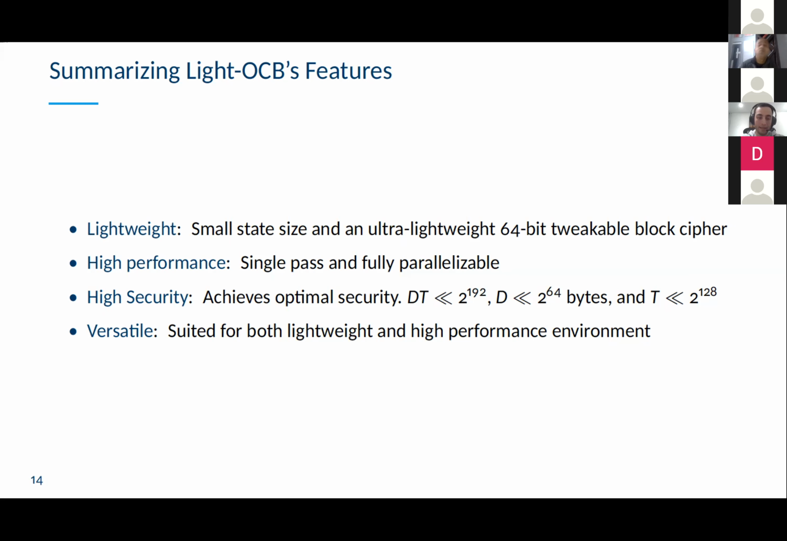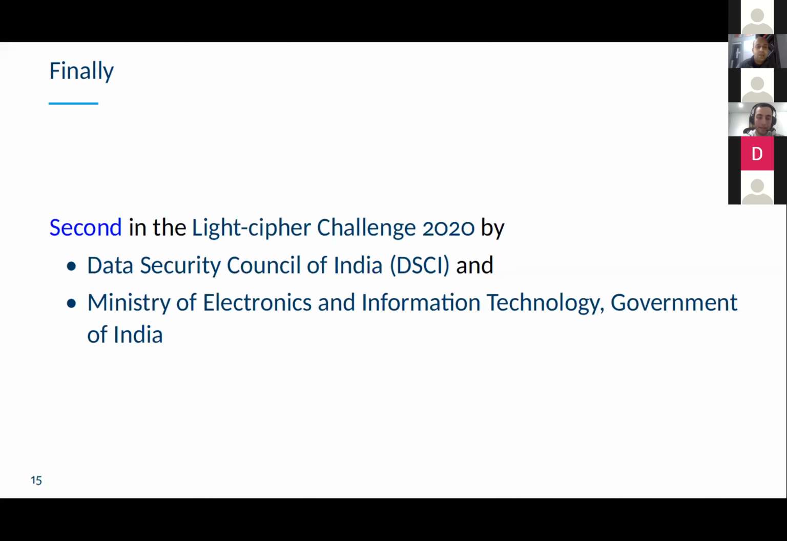We are now trying to get a parallel implementation of Light-OCB, and we will provide results when we are done with the implementations. In this work, we have only shown the lightweight implementation of Light-OCB. And finally, it has very recently become the second in the Lightweight Cipher Challenge 2020, organized by the Data Security Council of India and the Ministry of Electronics and Information Technology, Government of India.